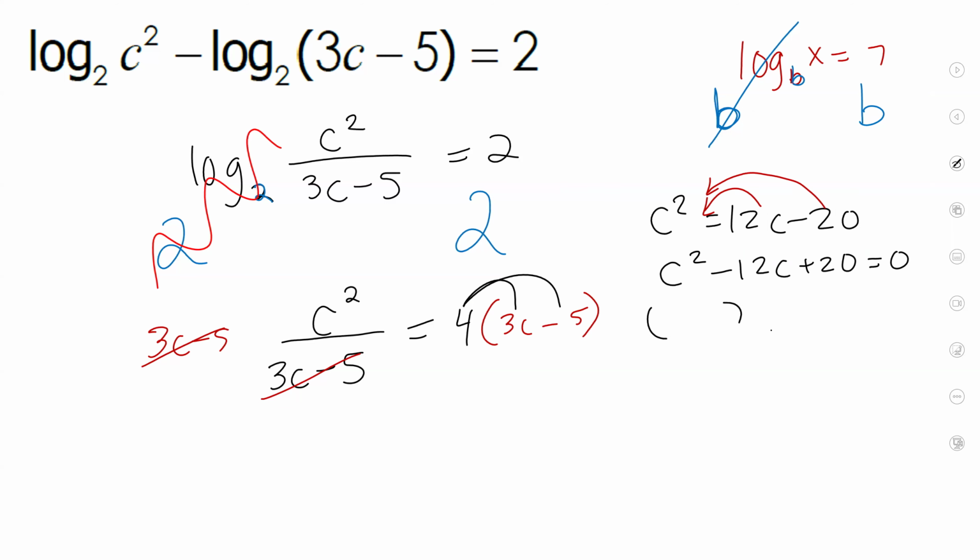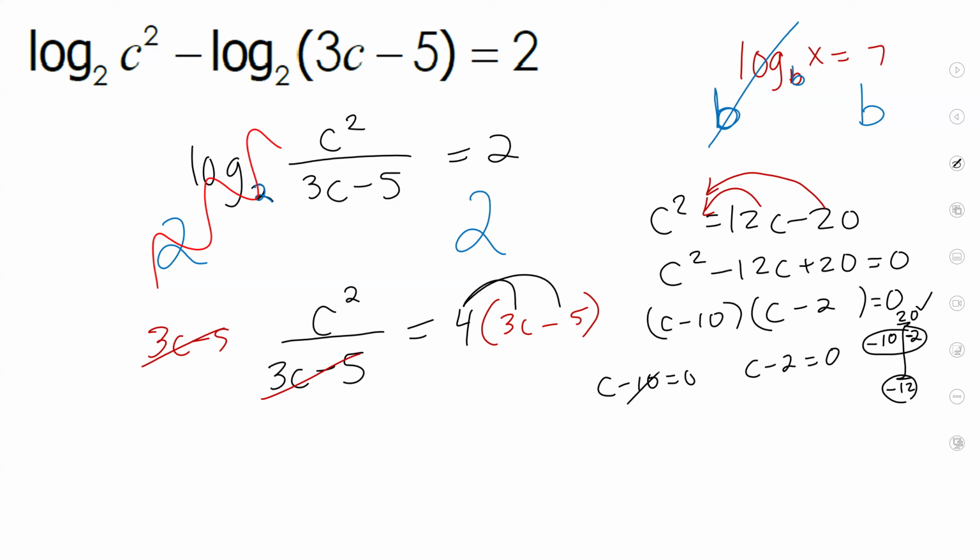From here, we're going to factor. So let's think of what numbers we'll need. I need two numbers that multiply to 20 but add to negative 12. Yes, y'all got it. If you multiply these two together, that'll give you 20. If you add them, you'll get negative 12. So negative 10 and negative 2 are your factors. So this will be c minus 10, c minus 2. And then you set them both equal to 0 and solve. So c minus 10 equals 0, solve it. C minus 2 equals 0, solve it. So we'll get c equals 10. We'll get c equals 2.